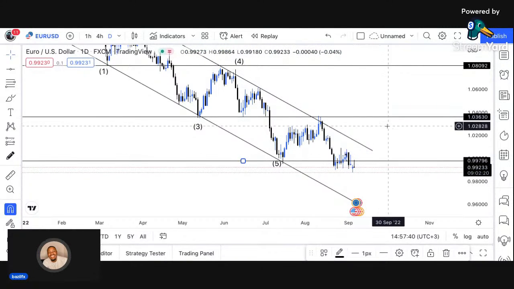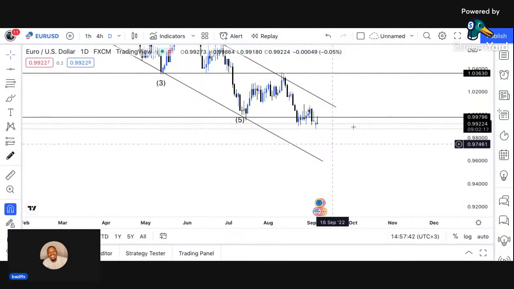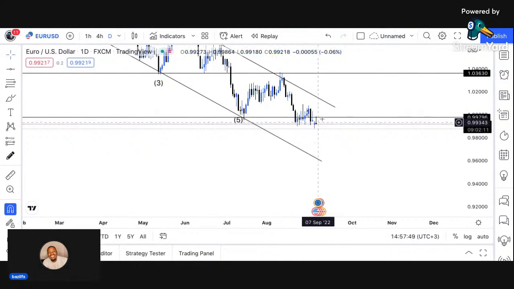Now price, where do you think price is headed to? You see, price has broken now. It's trying to retrace back there and then go down. This is the Euro USD.